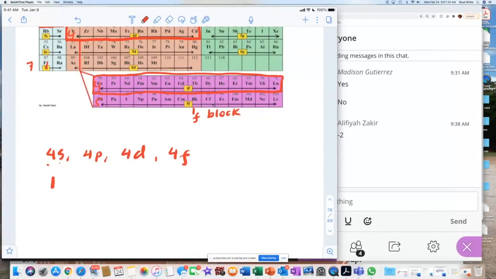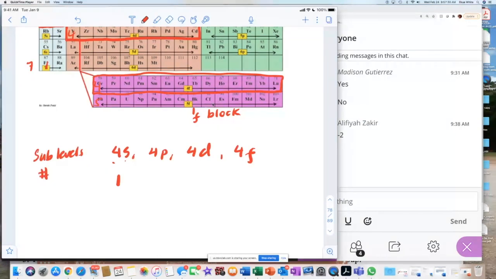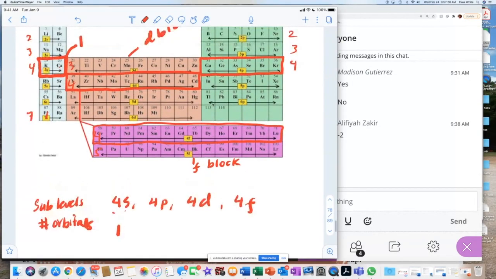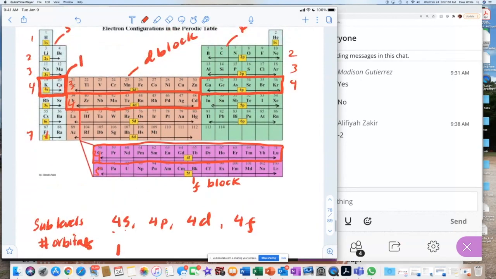Okay, so let me move this over and say sublevels, number of orbitals. In general, from 4s, you get 1 orbital. And then from 4p, once again, count in 2s, right? These 2 will room together in 1 orbital, gallium and germanium, Ga.